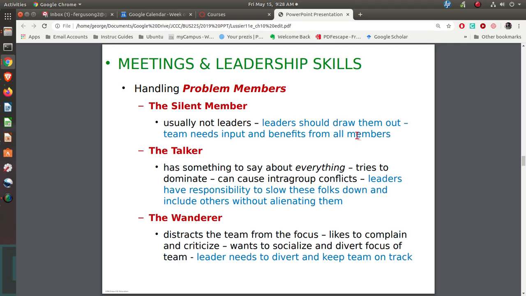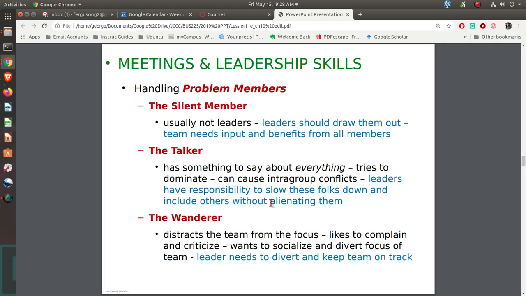You're going to have some difficult members as far as your team is concerned in your meetings. You might have the silent member, in other words, the person who doesn't say much. The talker, the person who never stops. Or the wanderer, who keeps taking you off track. With the silent member, draw them out. That's that gatekeeping aspect. Ask them their opinion. Ask them what they think.